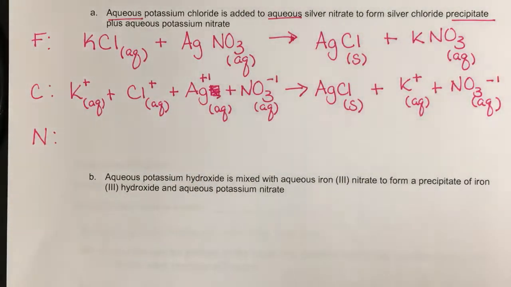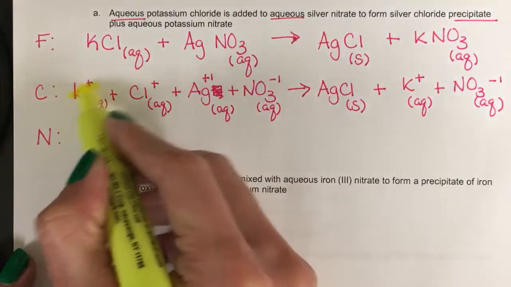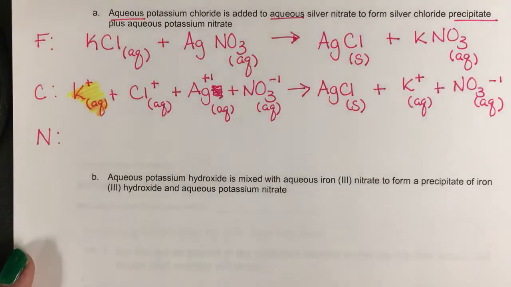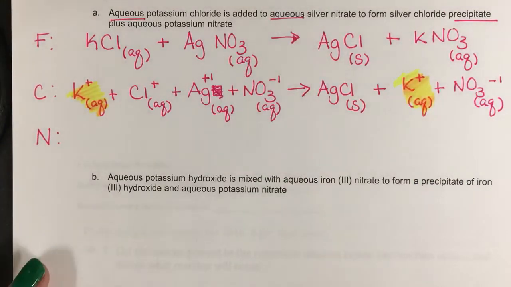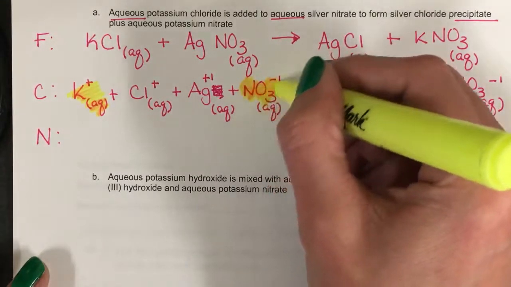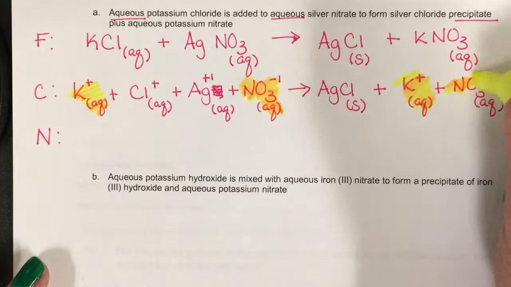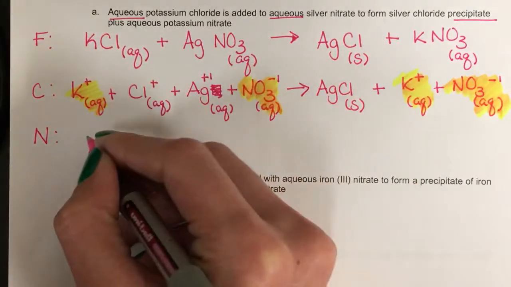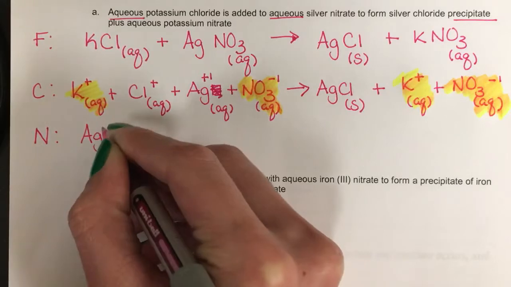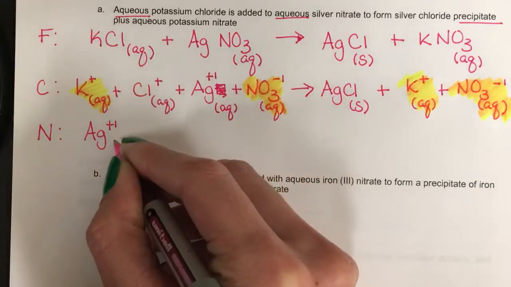In the net ionic equation, I get rid of my spectator ions. Well, K was a +1 aqueous. It's still a +1 aqueous. It didn't change. It's a spectator. NO3 is a -1 aqueous. Still a -1 aqueous. It's a spectator. It didn't change. The only things I care about are Ag +1. I start with my positive by convention. It's aqueous.